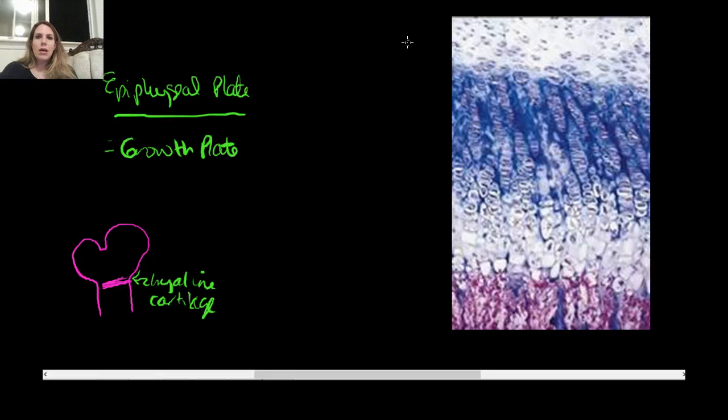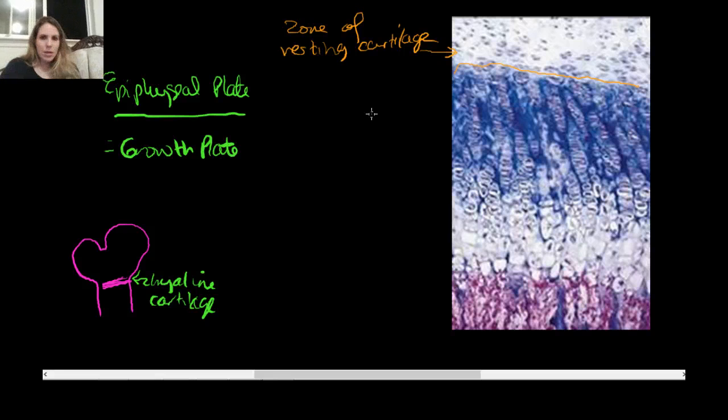Well, furthest away from the area where the calcium is going to be deposited and the new bone growth is going to be deposited, you have this region up here, and this is called your resting zone. So this is your zone of resting cartilage. It means it's not doing very much, just kind of hanging out. So that's your zone of resting cartilage.